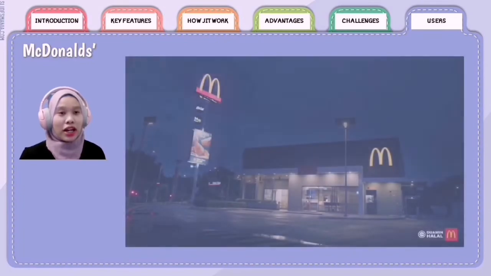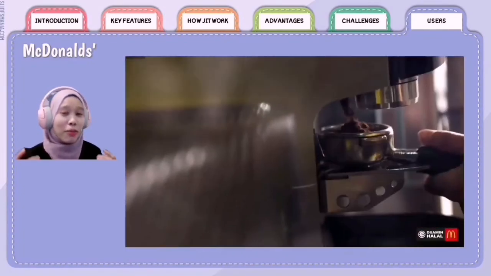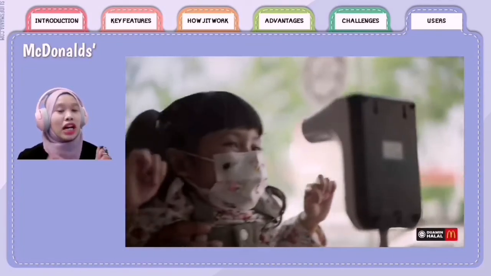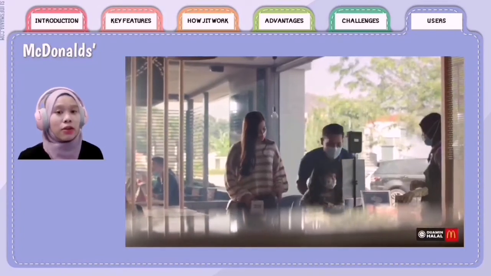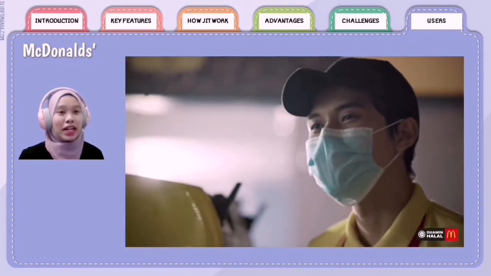And the last one I want to introduce to you guys is McDonald's. Okay, McDonald's is one of the most popular fast food chains with a worldwide presence. It is one of the largest fast food chains, serving 47 million customers daily. So as we know, its main line of business is hamburgers.